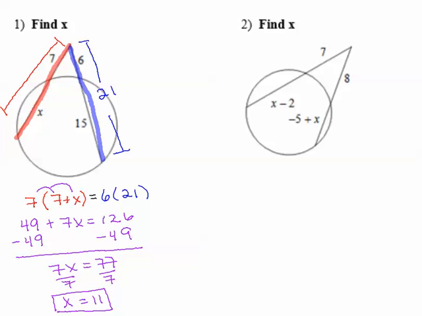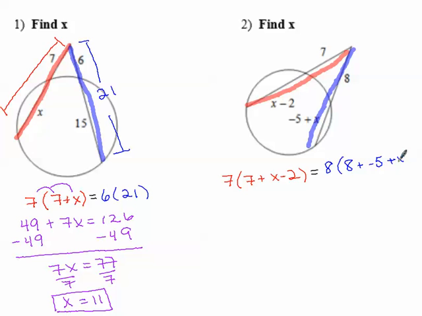So let's look at one more example before we go on to the other little section of notes. Once again, I'm going to highlight one segment in red, the other one in blue. Notice my lines aren't straight, I apologize. So on the red segment, the part outside the circle is 7. The entire thing is 7 plus x minus 2. What does that equal? Well, in blue, the part outside is 8. The entire thing is 8 plus negative 5 plus x.